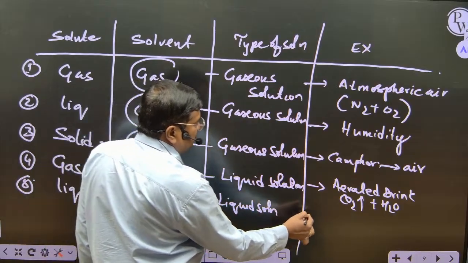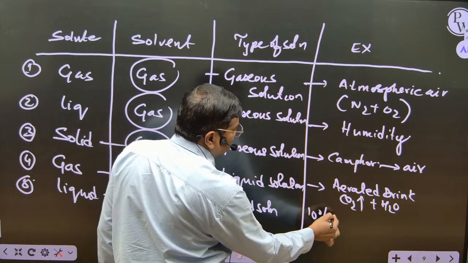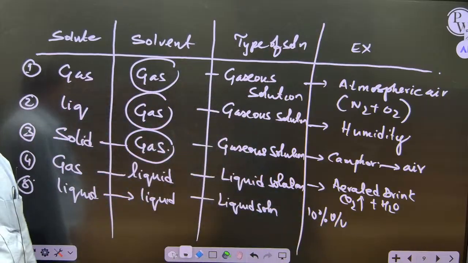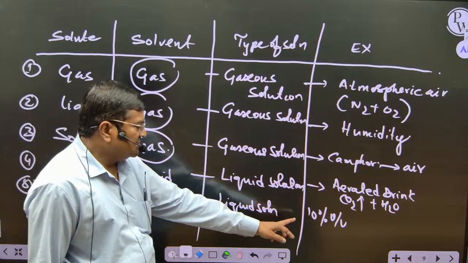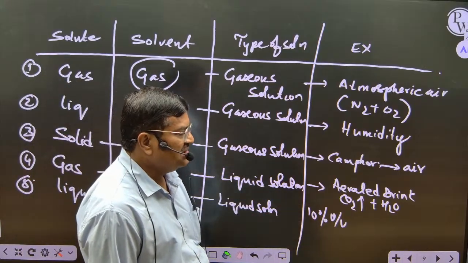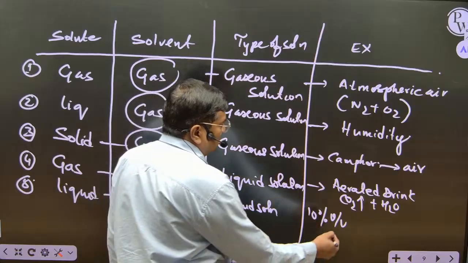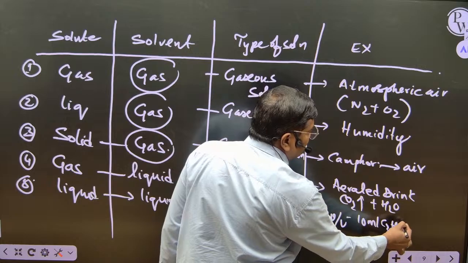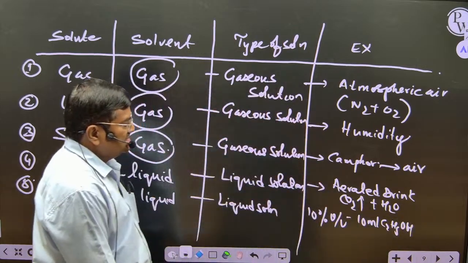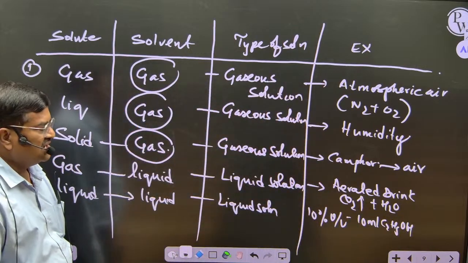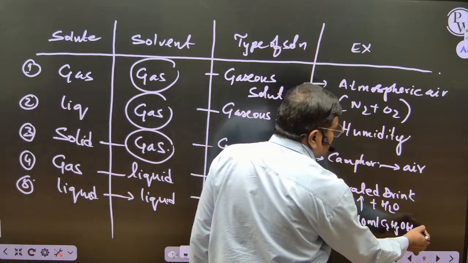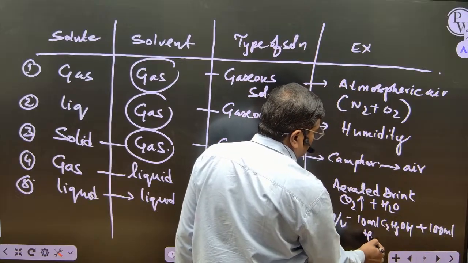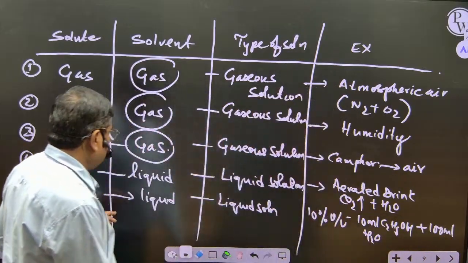And here see, I am taking 10% V by V. What is V by V means? Volume percent. You said in first year, volume percent, what does it mean? 10 ml of ethyl alcohol has been dissolved in 100 ml of water. What is the formula of ethyl alcohol? C2H5OH. This have been dissolved in how many ml of water? 100 ml of water. See, in this solute is ethyl alcohol, solvent is what? Water. So that comes under liquid solution.